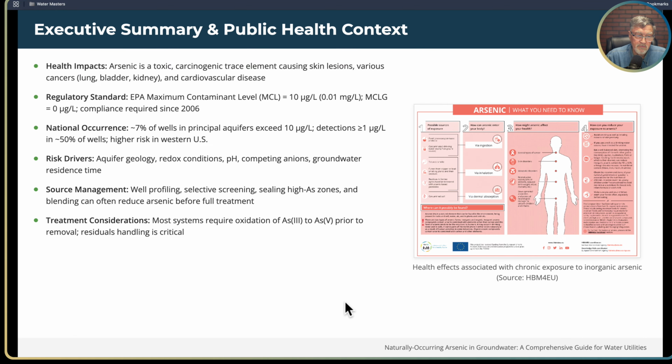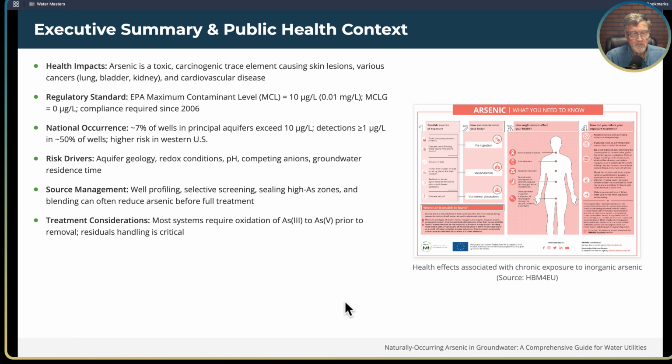National occurrence: 7% of wells in principal aquifers exceed the MCL, which is naturally occurring arsenic of 10 parts per billion. Detections greater than 1 part per billion occur in greater than 50% of the wells in the U.S. So there's higher risk in the western U.S. due to some conditions we'll look at here in just a minute.